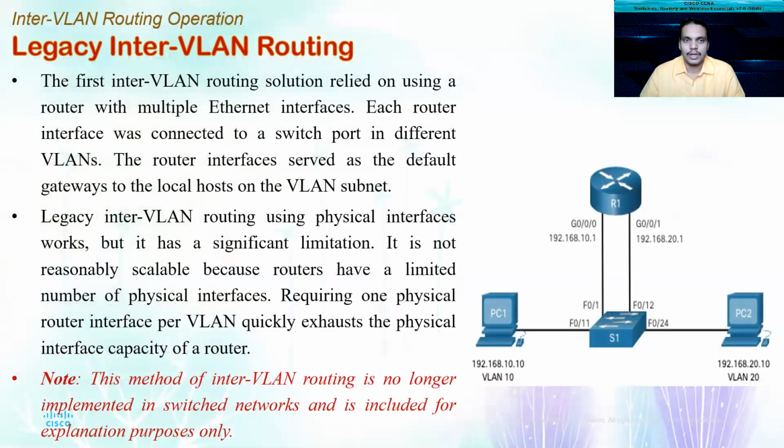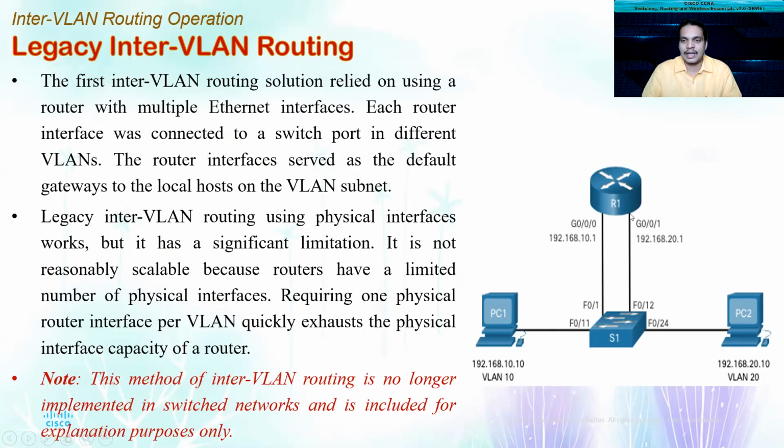Let's see them individually. As I said, the first one is legacy inter-VLAN routing. Explaining it simply, if you want to set up different VLANs, you need to set them up using physical ports on the router. Obviously, for different networks, you require a layer 3 device like a router. And here, you can create as many LANs as there are physical interfaces on the router. In this example, I can create two VLANs if there are two physical Ethernet ports on the router.